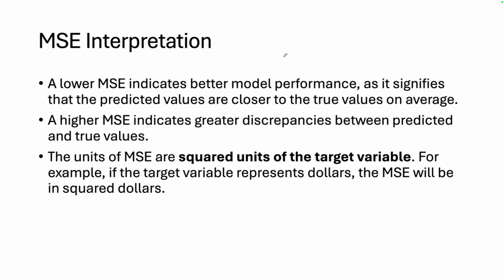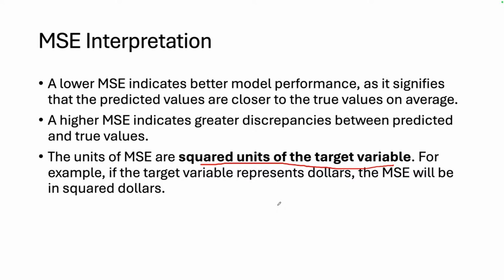Interpretation here. Of course, a lower mean squared error, like all the error metrics, signifies a predicted value that's closer to what we want it to be. If it's lower, we're trying to minimize error. We don't want to maximize error. The difference here is that these are the squared units of the target variable. So when we looked at that 9852, those are squared units of dollars, for example.